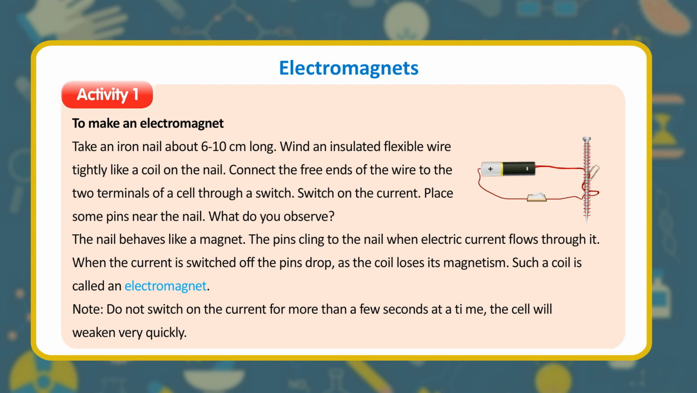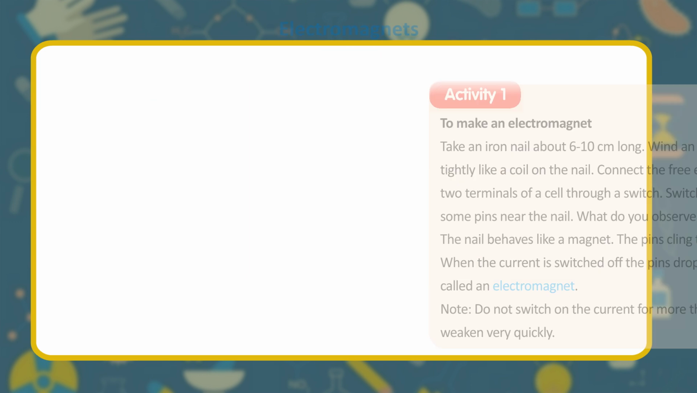What do you observe? The nail behaves like a magnet. The pins cling to the nail when electric current flows through it. When the current is switched off, the pins drop as the coil loses its magnetism. Such a coil is called an electromagnet. Note: do not switch on the current for more than a few seconds at a time. The cell will weaken very quickly.